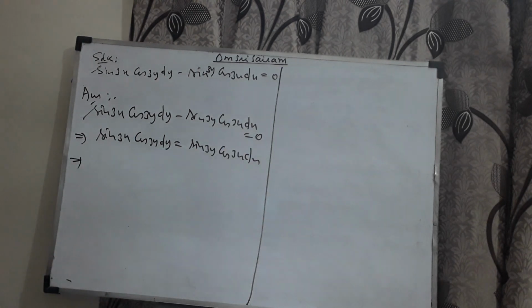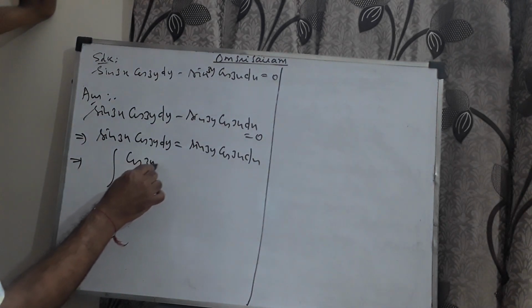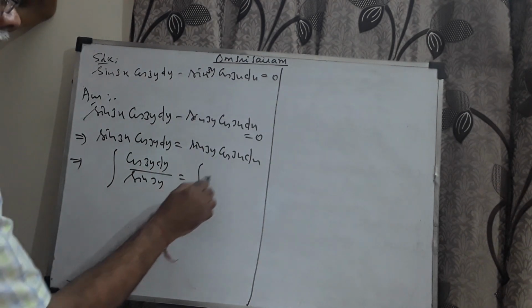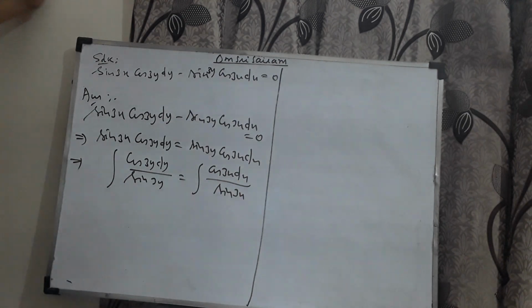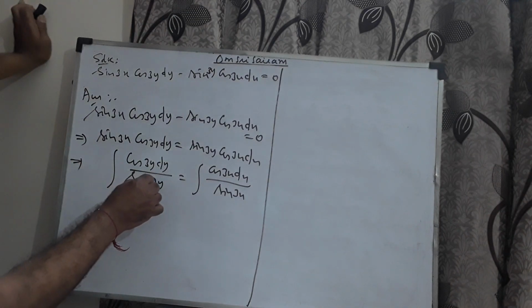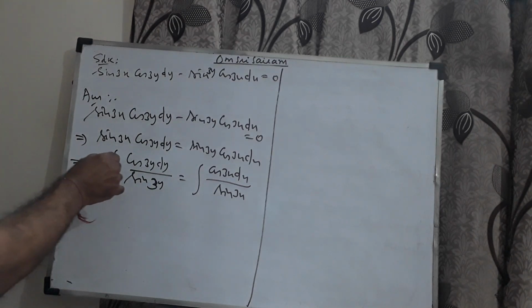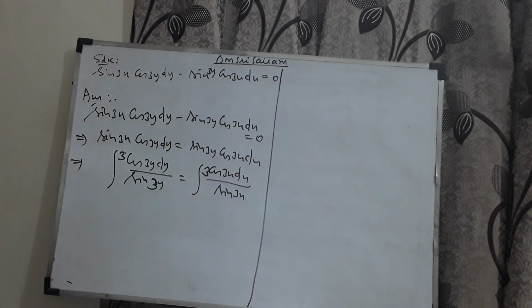I'll try to take the y variables to LHS and x variables to RHS. Therefore, this will get reduced to integral cos 3y dy by sin 3y is equal to integral cos 3x dx by sin 3x. But if you observe carefully, derivative of sin 3y is 3 cos 3y. Derivative of sin 3x is 3 cos 3x. Therefore, instead of multiplying and dividing by 3 on either side, I'll multiply 3 on both sides. Anyway, 3 gets cancelled, I need it.